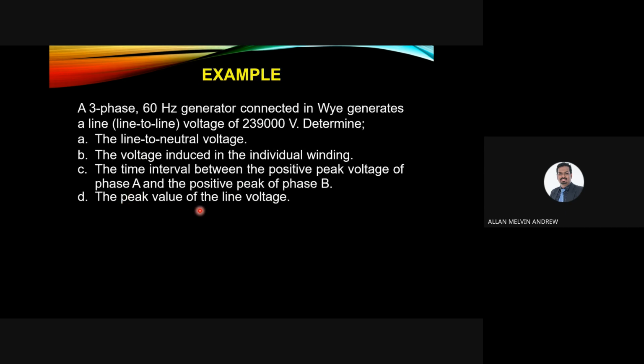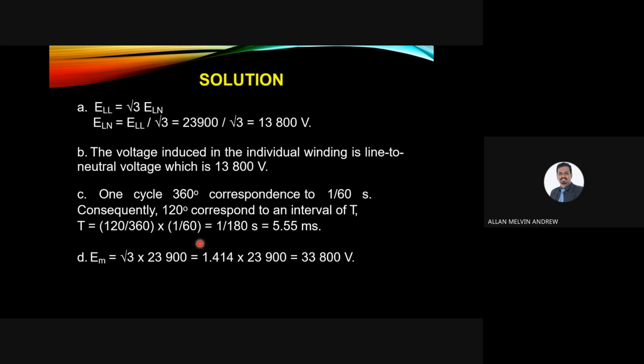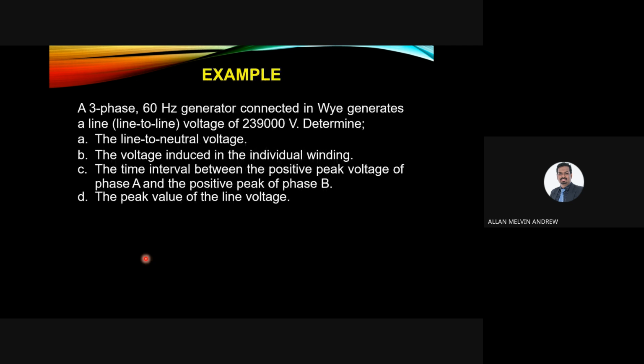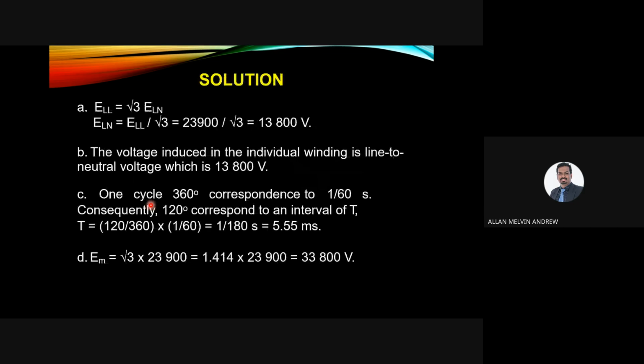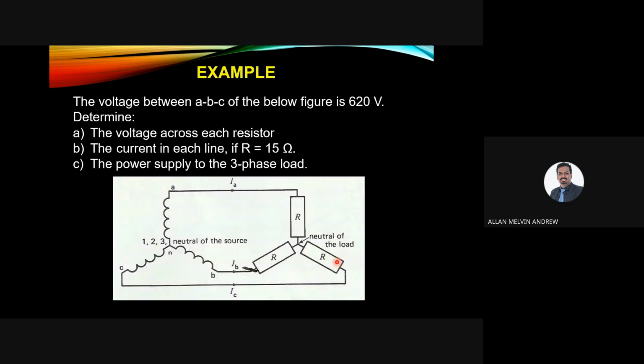Here, the peak value of the line voltage: to find the peak value, Em equals square root of 3 times 23,900. So you get 33,800 as the peak voltage. Okay, another example. The voltage between A, B, C of the below figure is 620.